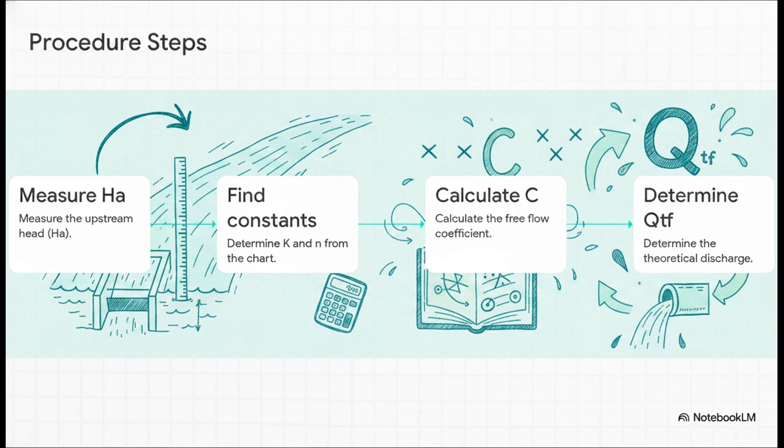Moving on to Step 3, we crunch the free flow coefficient, C, by multiplying K by our throat width raised to 1.025. And finally, Step 4, we plug C, Ha, and N into our main equation to reveal our theoretical discharge, QTF. Following those exact steps, our theoretical calculation came out to 0.0135 cubic meters per second.